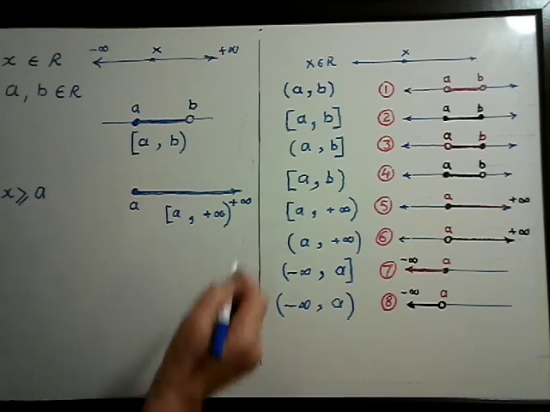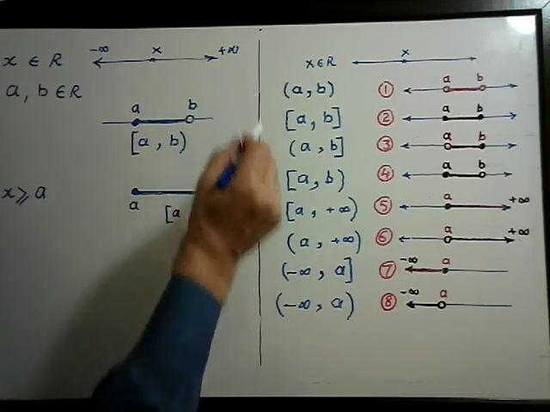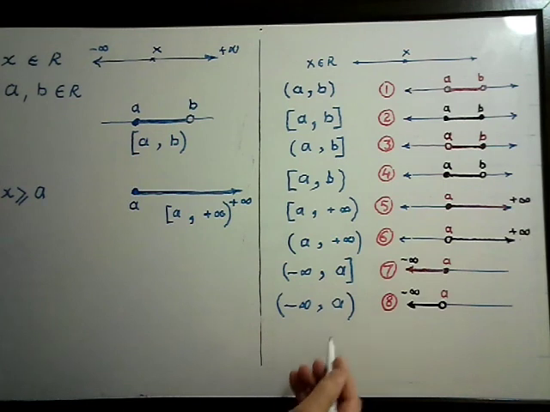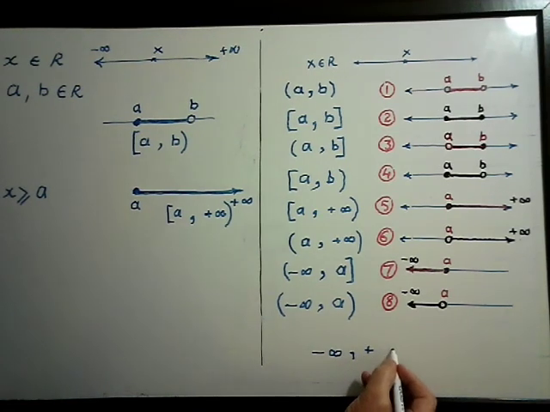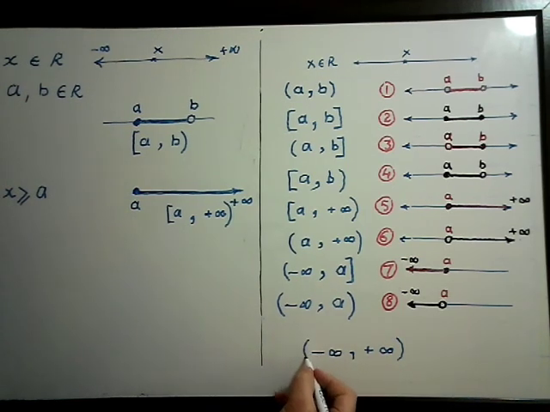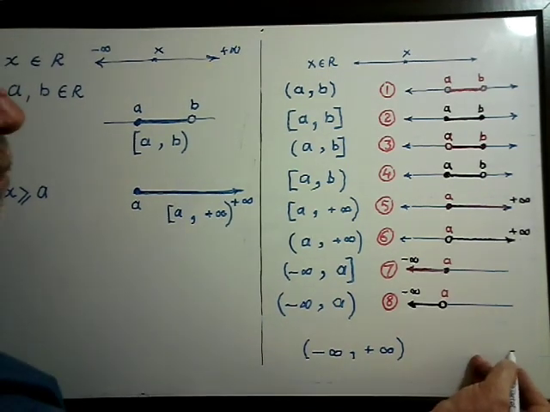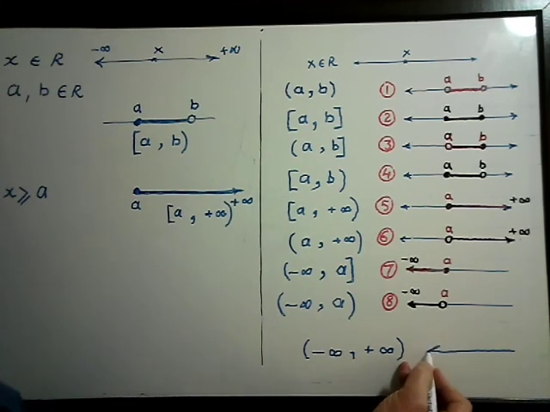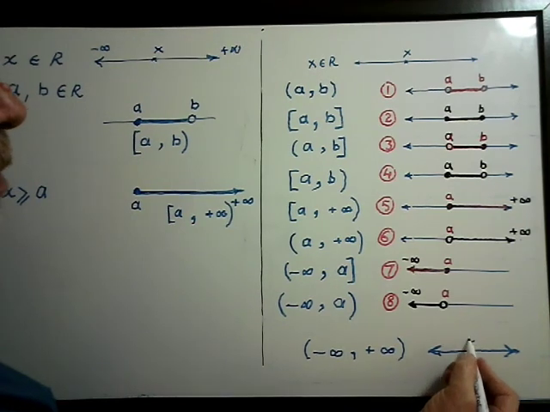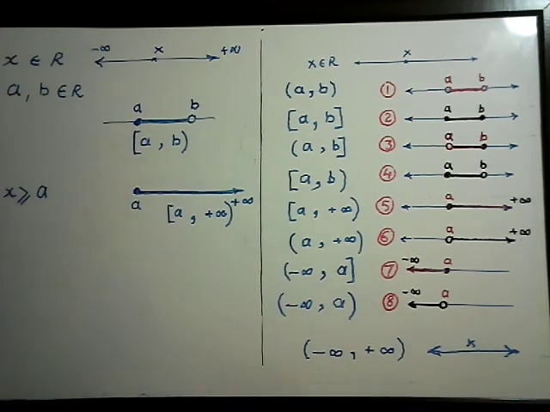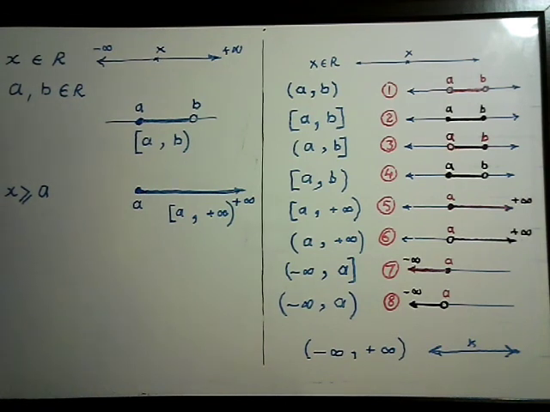So those are the 8 kinds of intervals. You can write it like negative infinity to plus infinity, and it's open from both sides, from both directions, and refer to any number here by the symbol x. These are the rules of intervals.